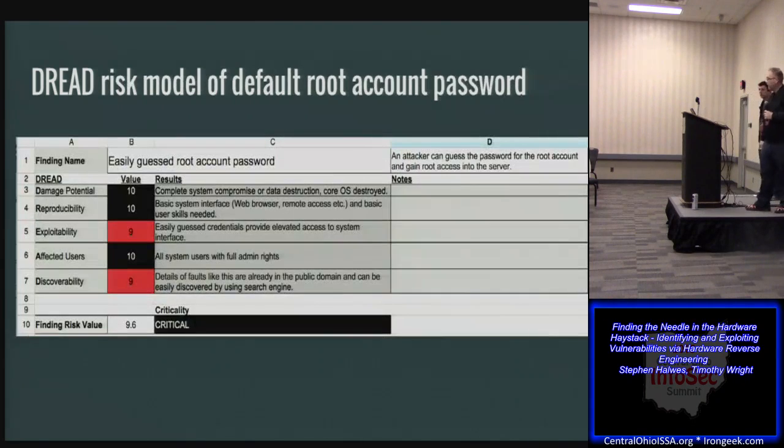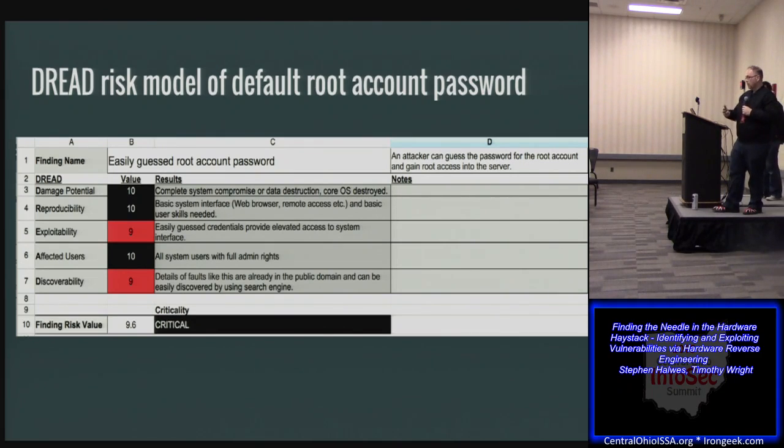An example here, a DREAD risk model. This was just one that I did from one of the things we put in the slides, the default root account. Damage potential, reproducibility, exploitability, affected users, and discoverability. The wiki outlines each one of those, but based on the finding, we put that as a 9.6 critical.